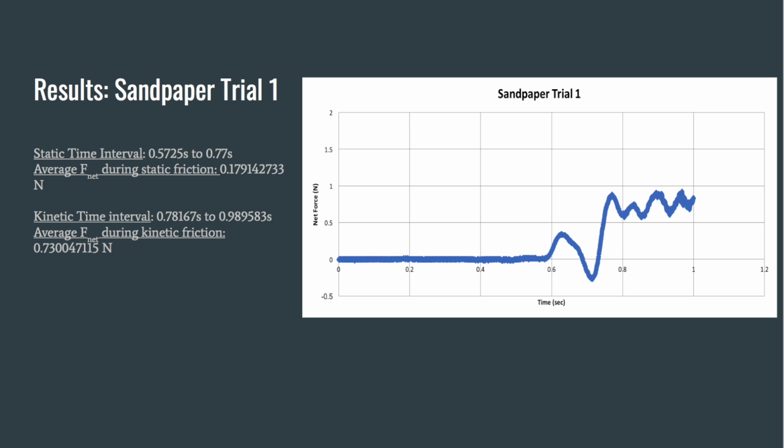In the first trial of sandpaper, static friction was acting on the IOLab during the time interval of around 0.57 seconds to 0.77 seconds. Force dips below 0 newtons momentarily during this interval, and we attributed this to an error of the force sensor on the IOLab. The kinetic friction was acting on the object during the time interval of around 0.78 seconds to 0.99 seconds. The other trials look similar to this trial, though the force did not dip below 0 newtons.